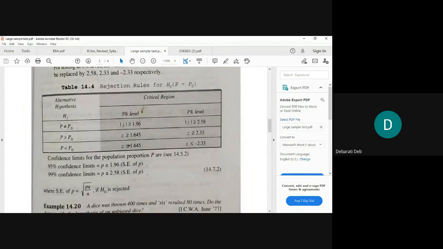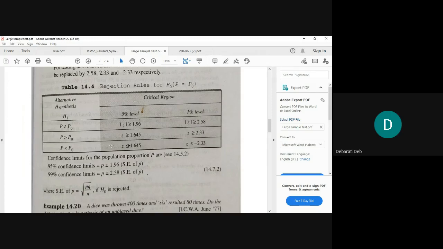See, we are doing the third one where p less than p naught, right? At 5% level, we would have tested it at z less than or equal to minus 1.645. Now we will take minus. This is a left tail test, okay? And in the left tail test, the critical region values are all negative, okay?